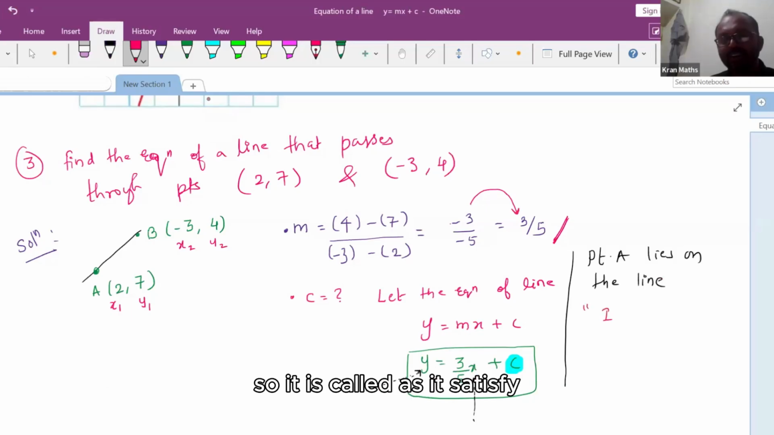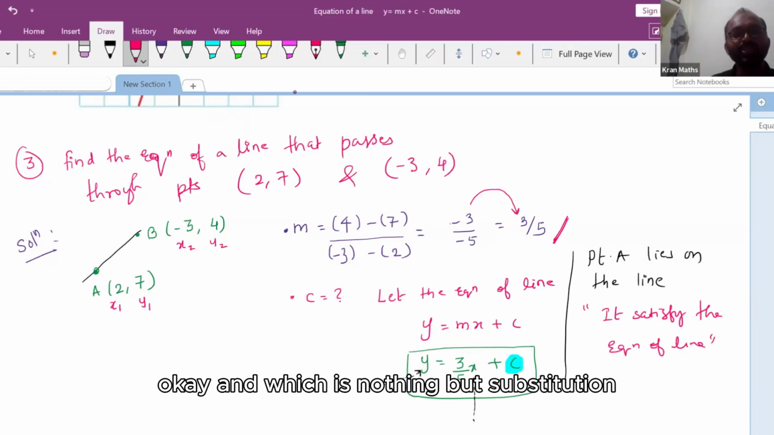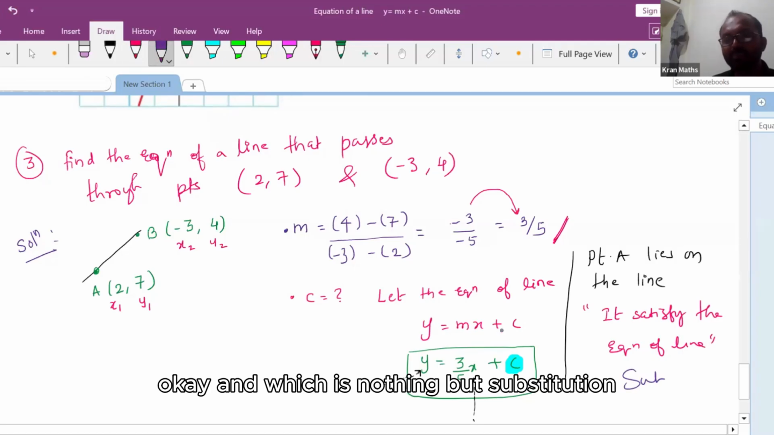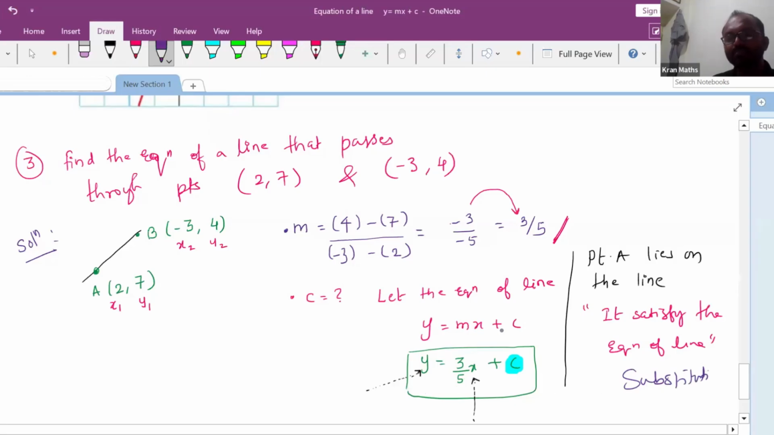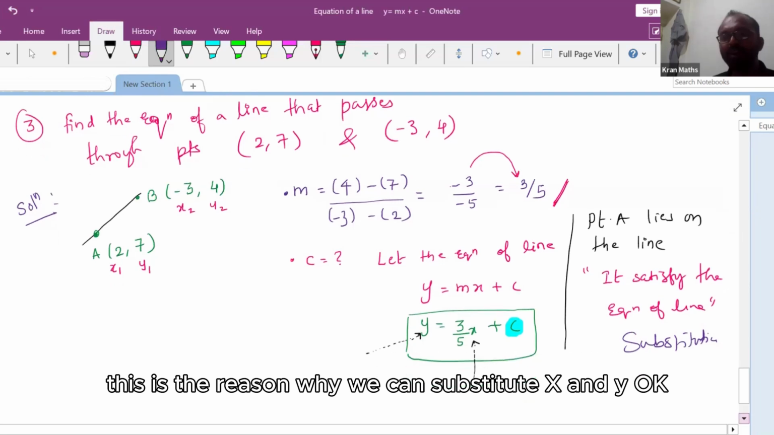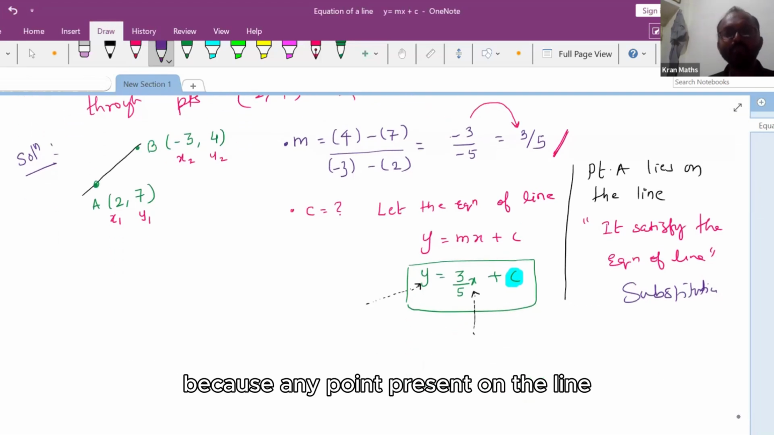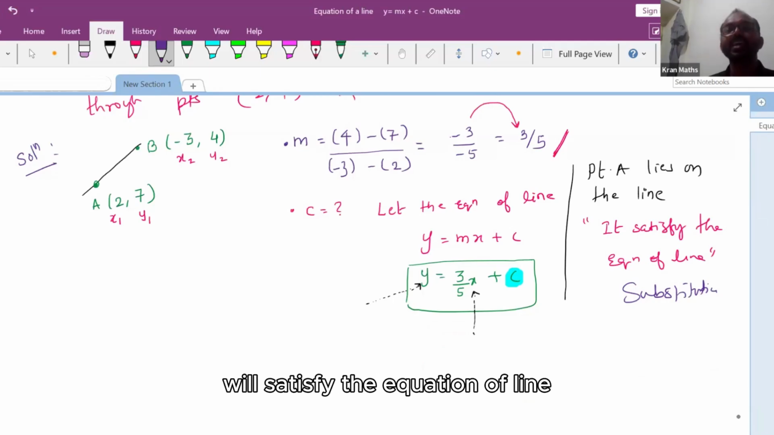Amazing. So it is called as it satisfies the equation of line, which is nothing but substitution. This is the reason why we can substitute x and y, okay? Because any point present on the line will satisfy the equation of line.